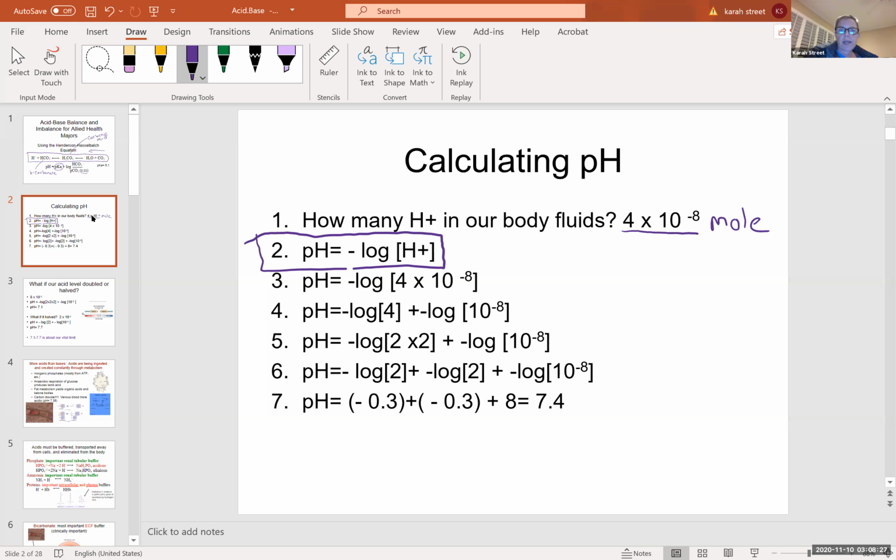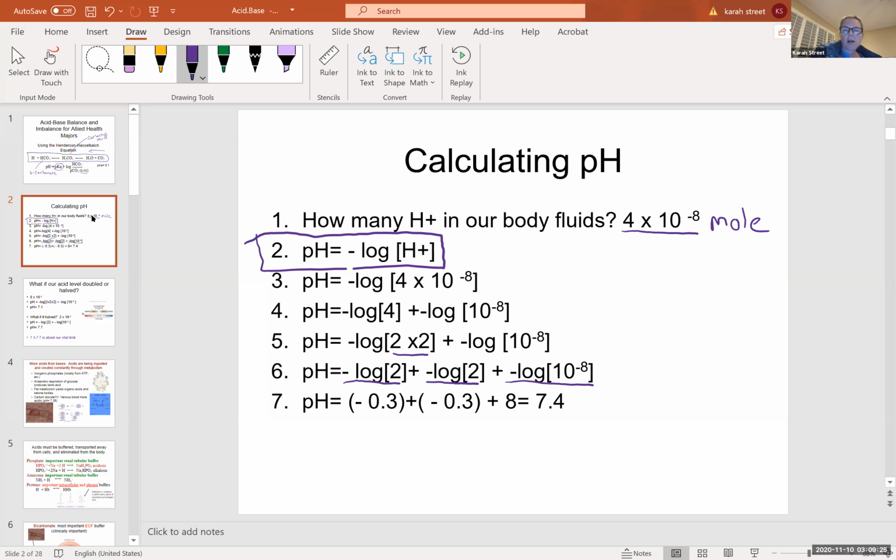And if I put that in the equation, I get pH is the negative log of 4 times 10 to the negative 8. Well, there is a property in math called the distributive property, which means I can distribute this log function. I can take the negative log of 4, and then I can take the negative log of 10 to the negative 8. There are many ways to write 4. There's 4 times 1. There's 2 times 2. So I have written 4 as 2 times 2. And again, I can distribute the negative log. So the negative log of 2 plus the negative log of 2 plus the negative log of 10 to the minus 8. Now, this log function means to the base 10.